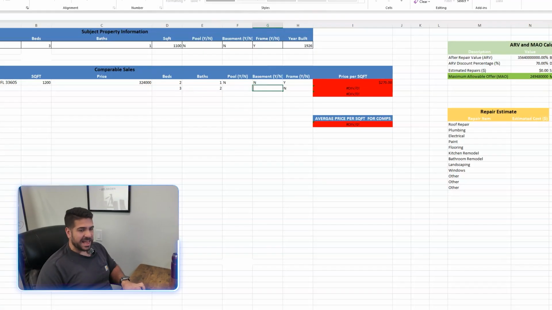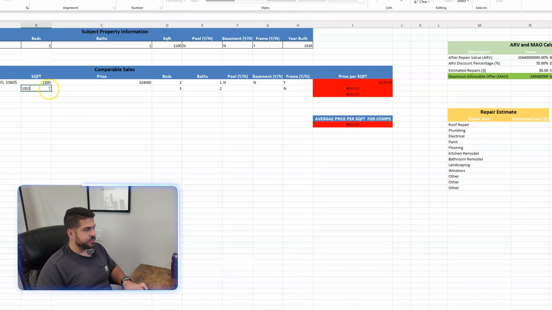This one is not as similar, but it is a good comp because it's still a 1,052 square feet property. The price that it sold for was $315,000. 3-2, no pool, no basement, right? All right, so that one sold for $299.43 per square foot. Probably for a couple of reasons, because it had more beds and baths, and because it wasn't framed, right? So that sold for a better price per square foot than the other property.